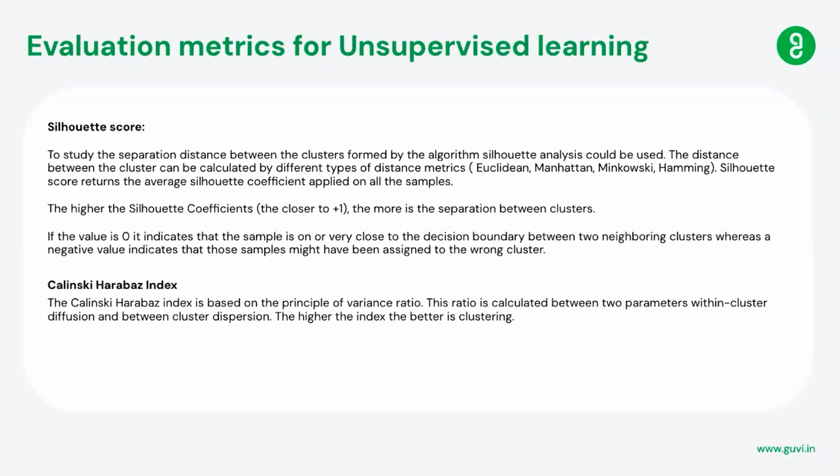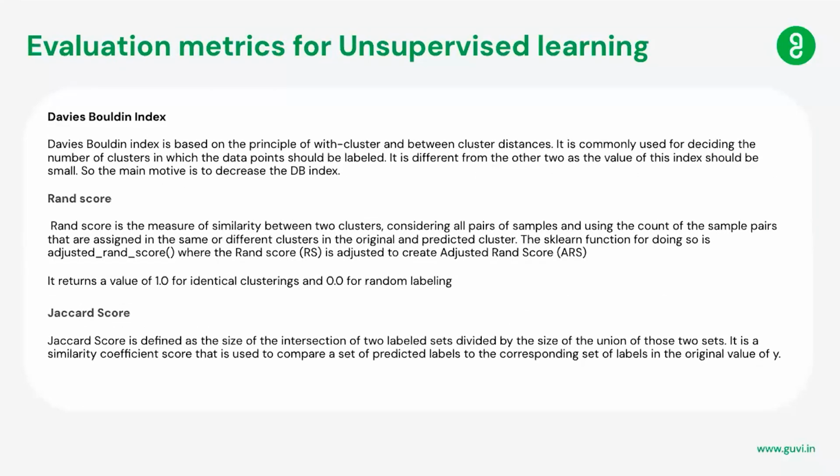Then there's Calinski-Harabasz index. There's also Davies-Bouldin index. The Davies-Bouldin index determines the distance within a cluster and between clusters. So within a cluster, what is the distance between the points, like how closely grouped are those points? And then it also determines how much is the distance between 2 different clusters.